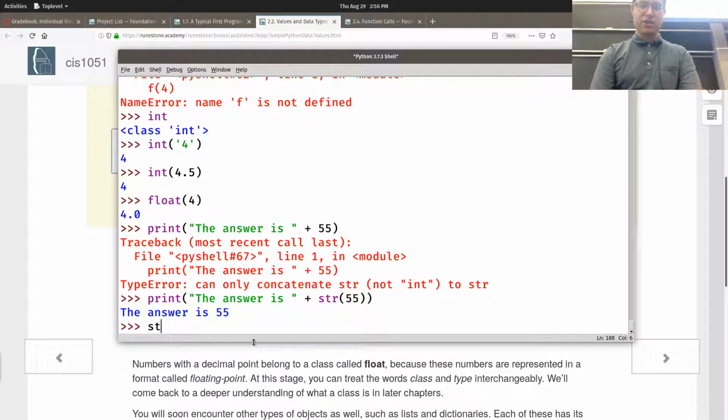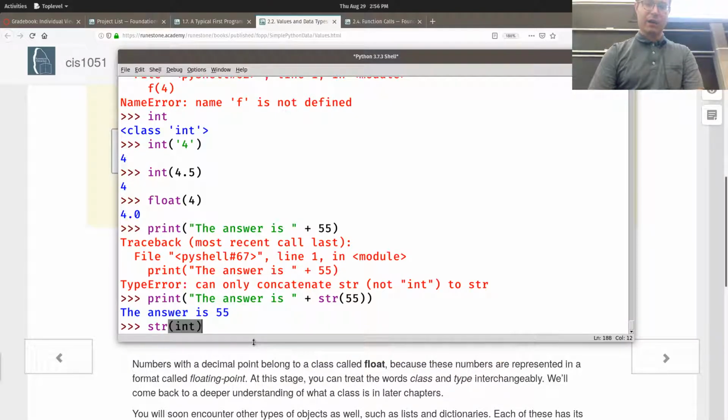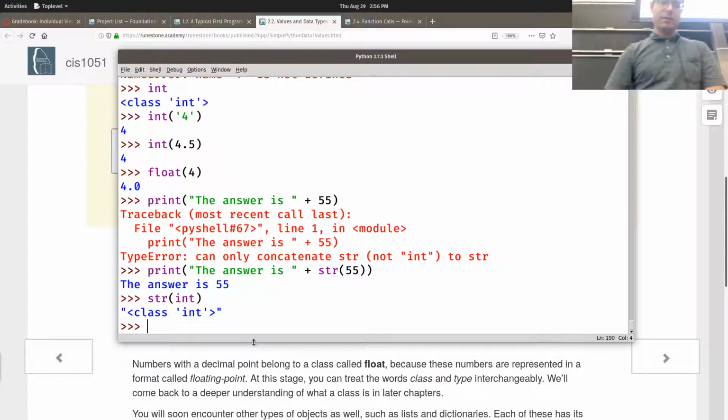You can put anything into str, and it'll turn it into a string, including putting another function in there, without calling it. And it says, here's the string, class int. We'll get into that much, much later. Point is that everything has a type. Anything can be turned into a string. All right, so now going on.